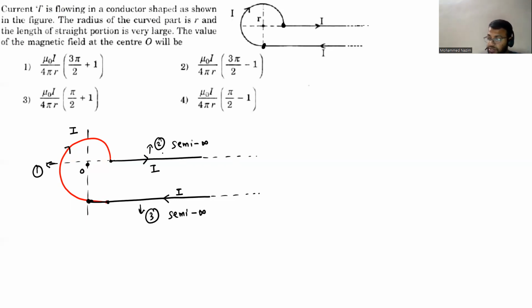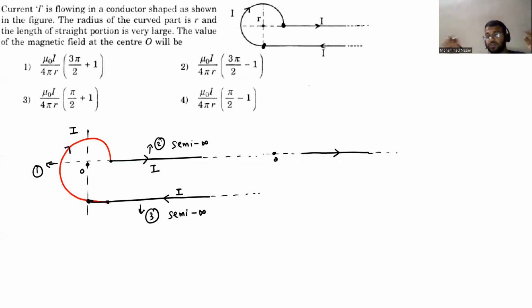Yes, due to section 2. See, this is section 2 and this point O, where I have to calculate the magnetic field, is lying on the axis of wire 2. Are you following? So we know the magnetic field due to any structure on its axis is going to be zero, isn't it?